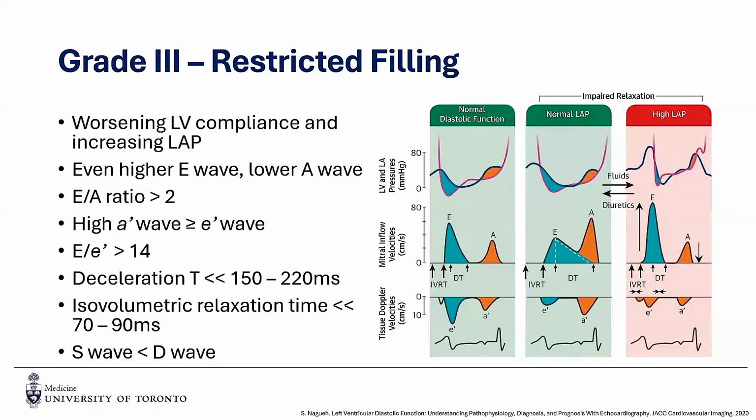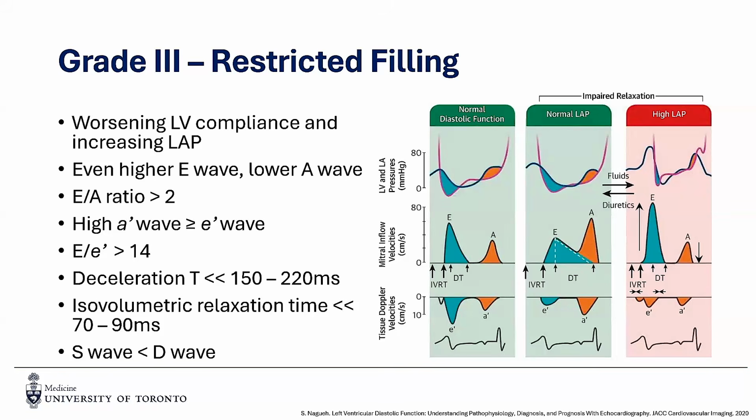And we have a high A prime wave, which is going to be equal or greater to your E prime wave. Because your E wave is so high and your E prime wave is so small, what we're going to get is an increase in your E to E prime ratio greater than 14, which is one of the hallmarks of increasing left atrial pressure. And your deceleration time, because of the stiffness of the heart, but also because of the high left atrial pressures, is going to be very short. And relatedly, your isovolumetric relaxation time is also going to be very short as well.